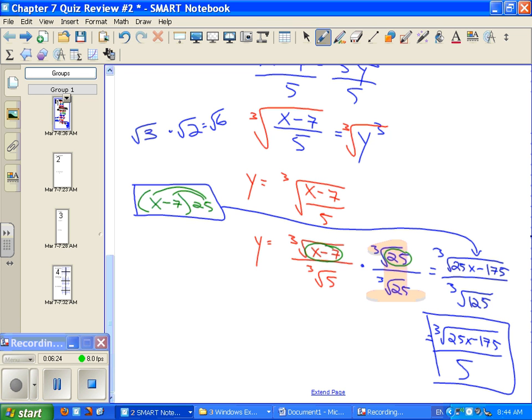Yes? How do you know when to do the extra steps? Anytime that you're going to end up with something that doesn't have a variable in your denominator and it's underneath a root, you're going to have to fix it. Now, if this was a 5x under there, you're okay to leave it. Why is it okay then? Because you don't know what x is.